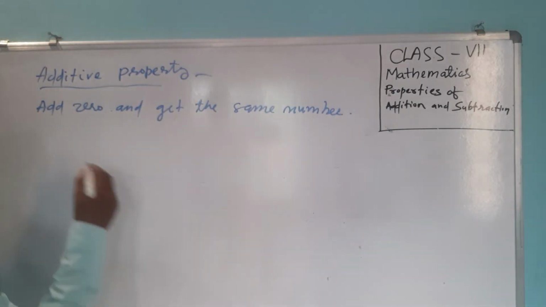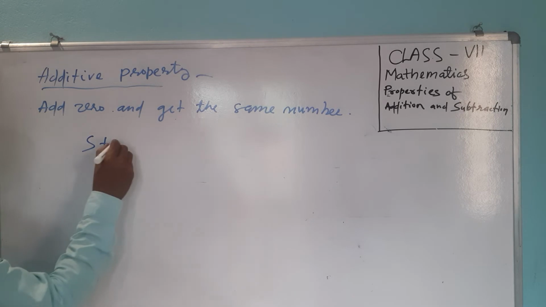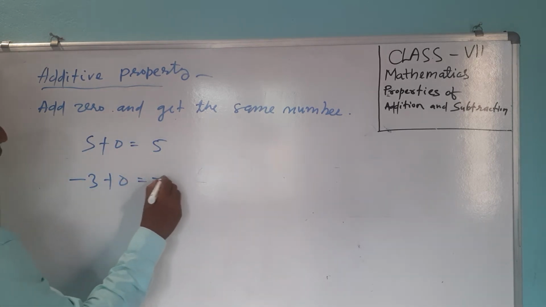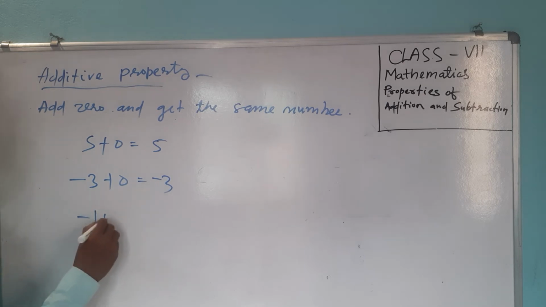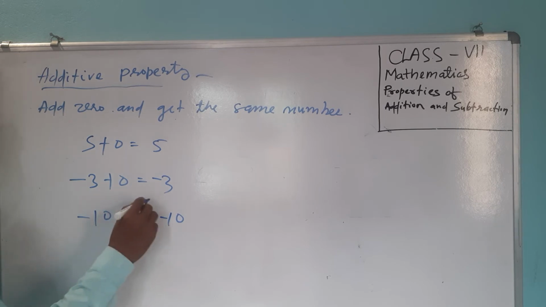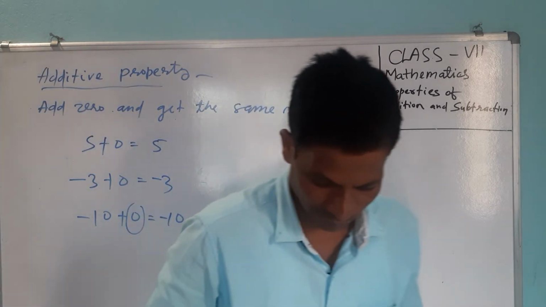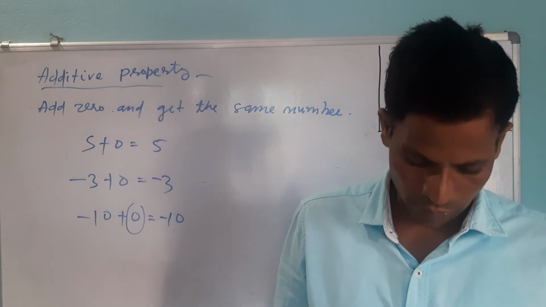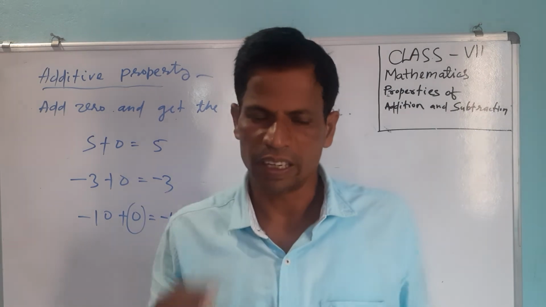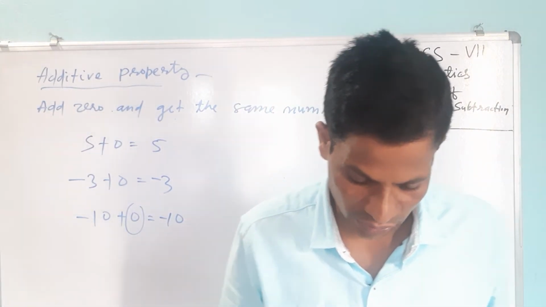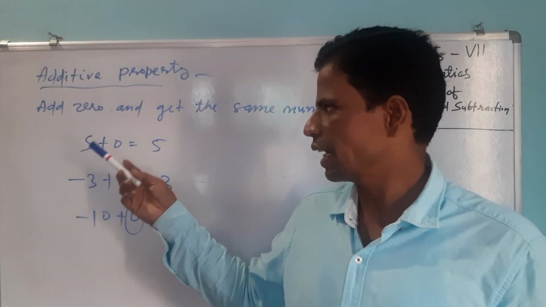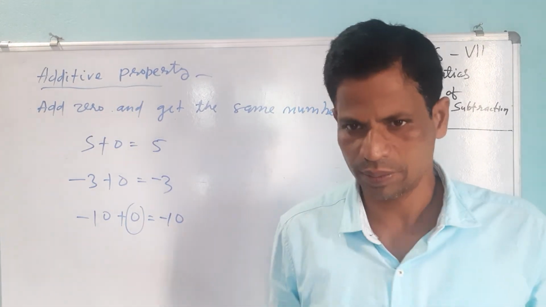Suppose 5 plus 0 is equal to 5, minus 3 plus 0 is equal to minus 3, then minus 10 plus 0 is equal to minus 10. So 0 is here the additive identity of integers. Now come to some examples, and first we have to clarify all the properties.